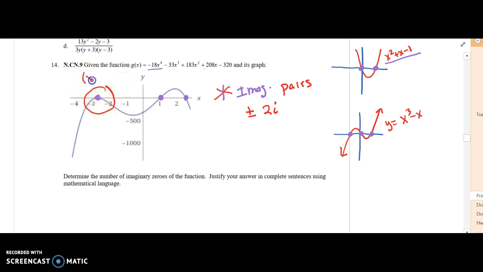This might be x plus 2.7 squared to give us the bounce. So here are actually 2 real zeros, 1 real zero, and another 1 real zero. When we count these up, this is a total of 4. That means there are no imaginary zeros.